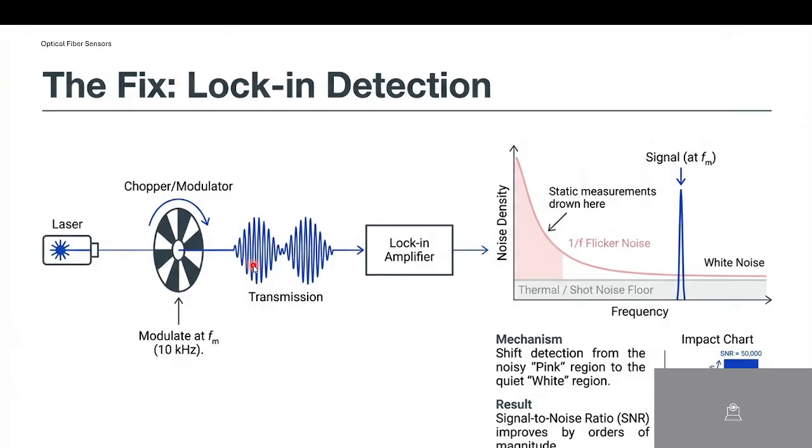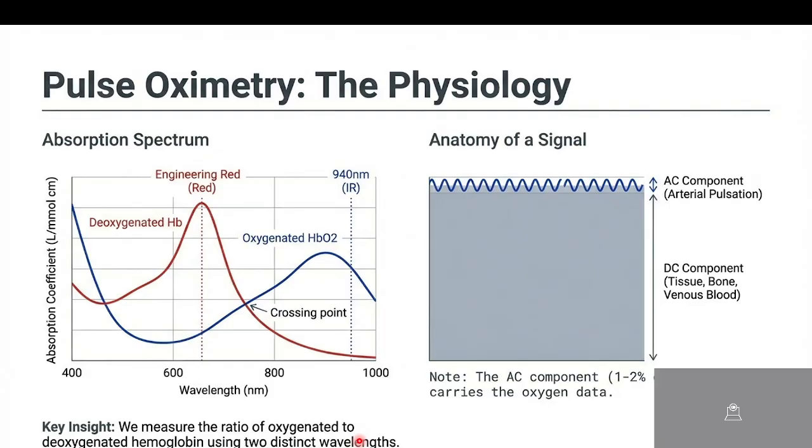That's why lock-in detection is important, where the lock-in amplifier increases the SNR value up to 50,000 counts. And you can see here how it is happening. In the static measurement drawn here, the pink region is noisy, and the white region is where the signal can be seen properly because of the high SNR value. Okay, so this is how lock-in detection improves the signal to noise ratio.